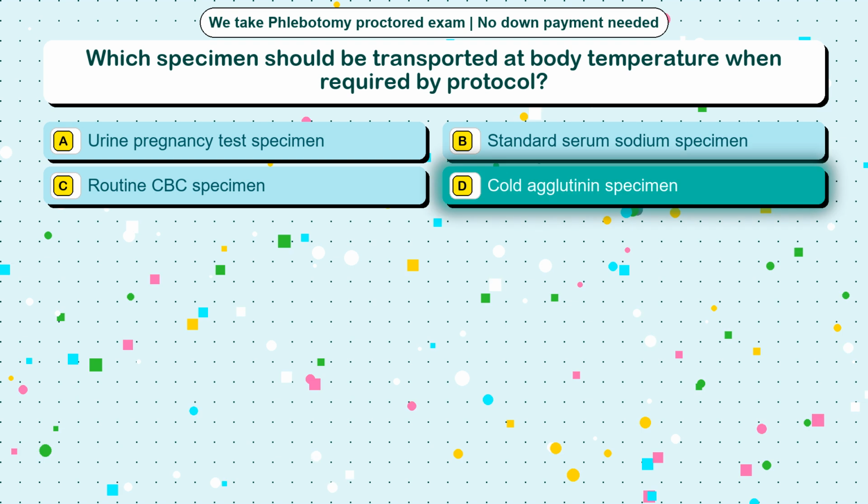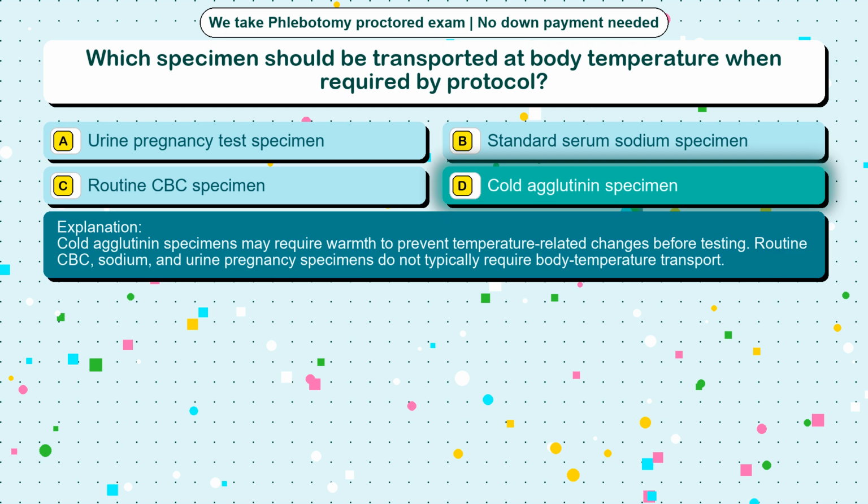The correct answer is option D, cold agglutinin specimen. Cold agglutinin specimens may require warmth to prevent temperature-related changes before testing. Routine CBC, sodium, and urine pregnancy specimens do not typically require body temperature transport.